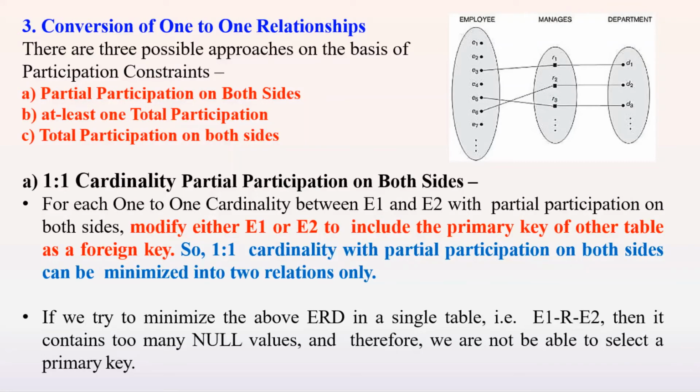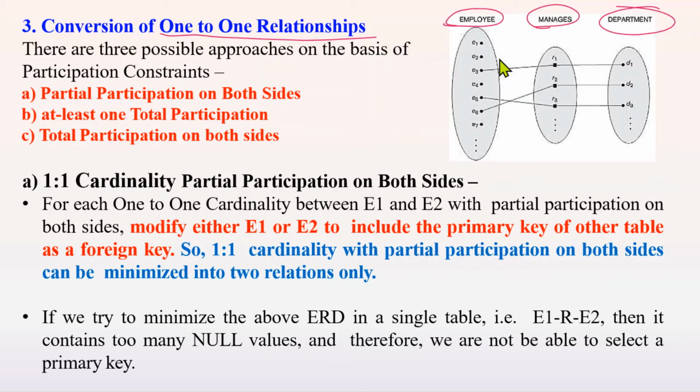Next we have conversion of one-to-one relationship. By one-to-one relationship we mean a binary relationship, where two entities are involved. For example, here we have one entity as employee and a second entity as department, linked through the relationship manager. This is the manager and department relationship. Every department can have a maximum of one manager, and one employee can be the manager of only one department.